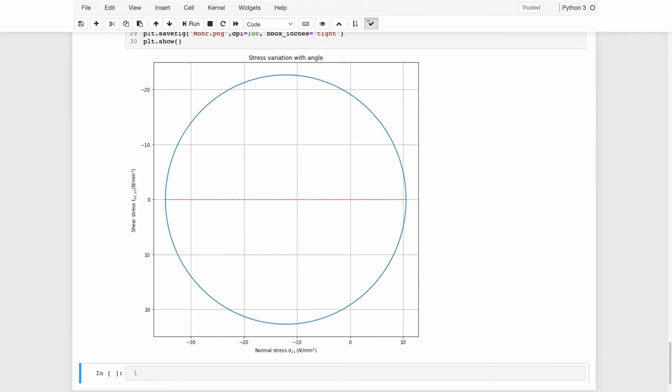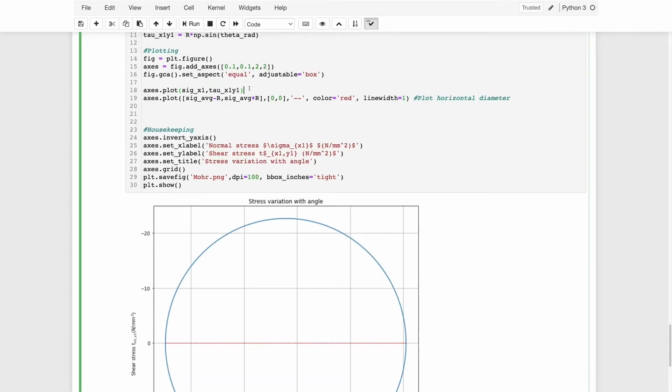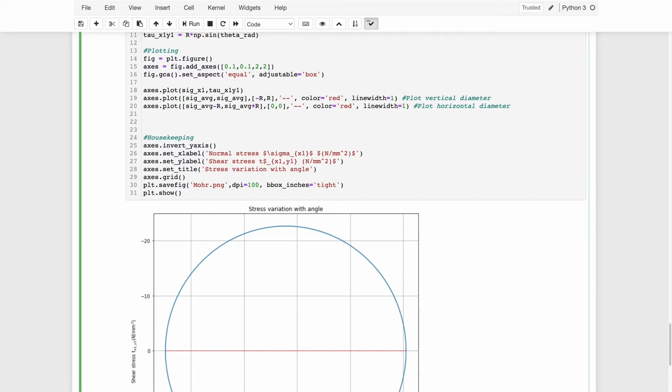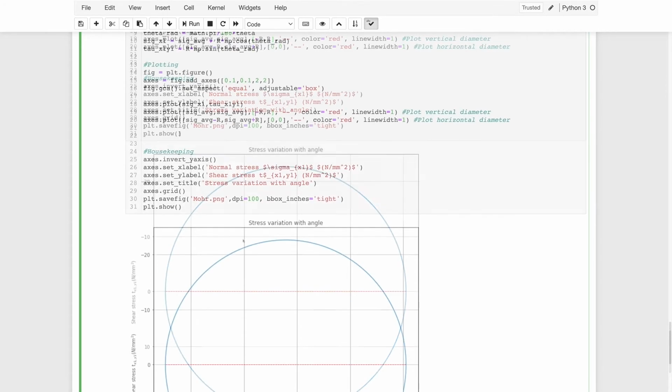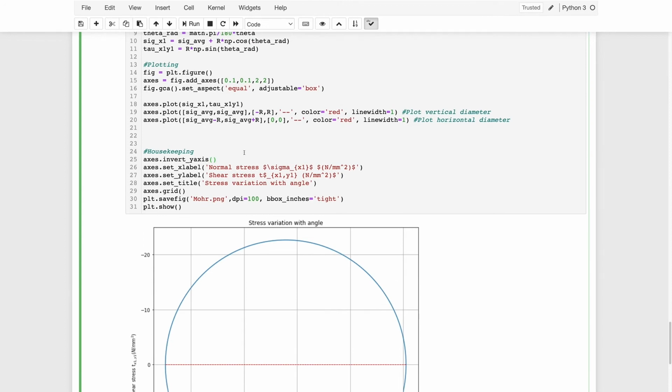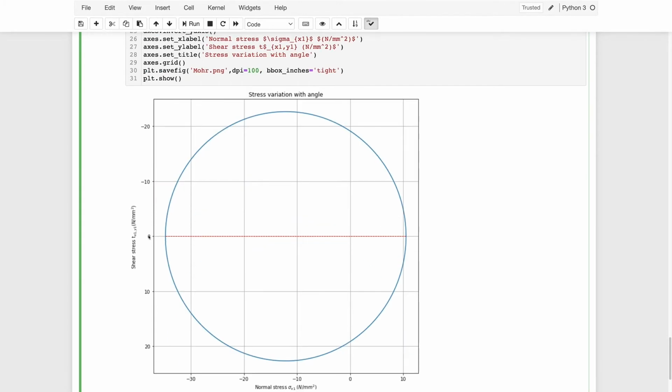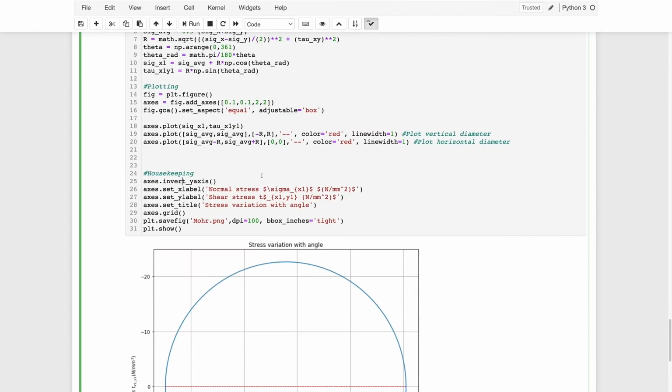Let's plot in our vertical diameter. Again, the x coordinates are just going to be sigma average, the center of the circle. And now this is going to go from minus r; remember the y-axis is positive downwards. Have I actually coded that in yet? Ah, there we go. That's an important line, which I didn't actually mention. You see this line here? This is where I am inverting my y-axis. So I'm saying axes.invert_yaxis, and that just makes all of the downward values positive and the upward values negative. An important little point I glossed over initially.